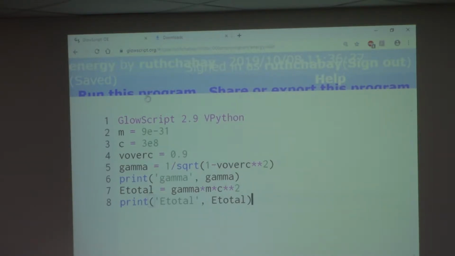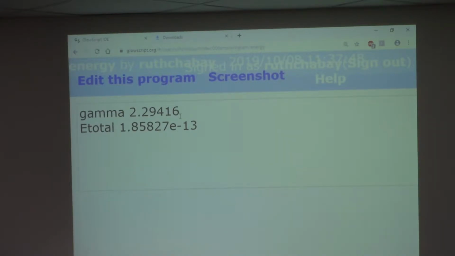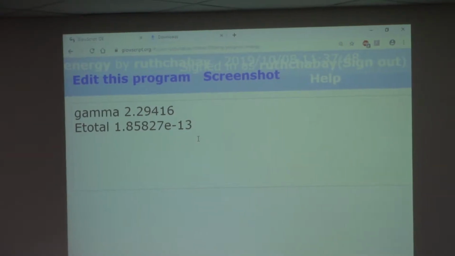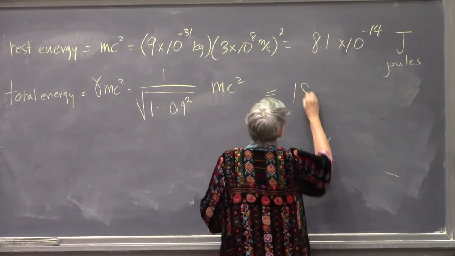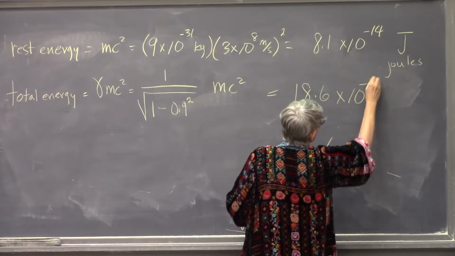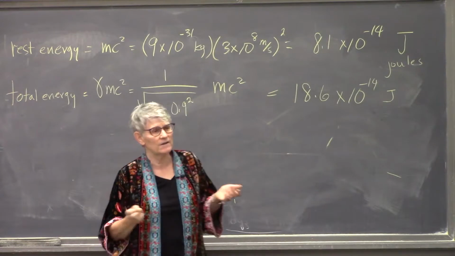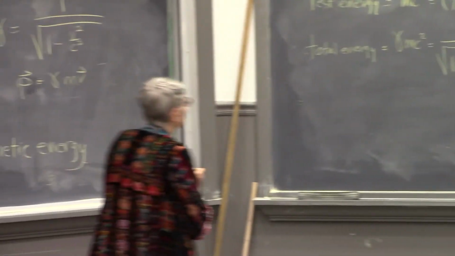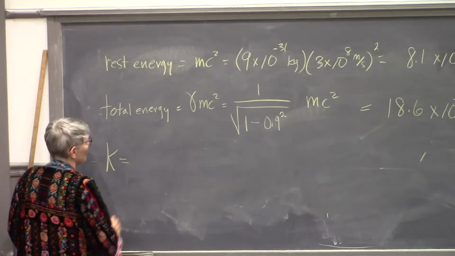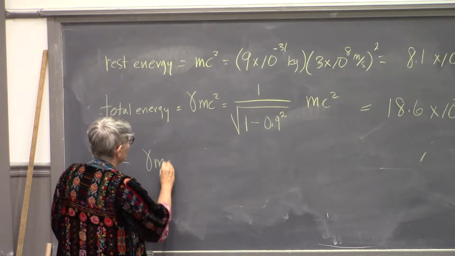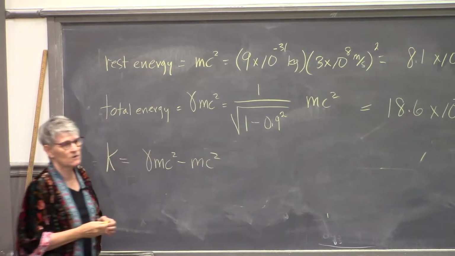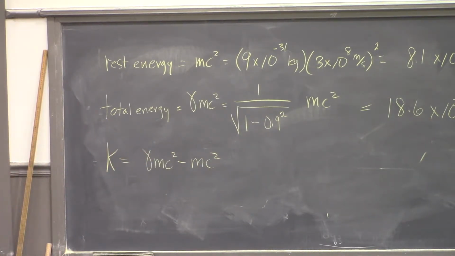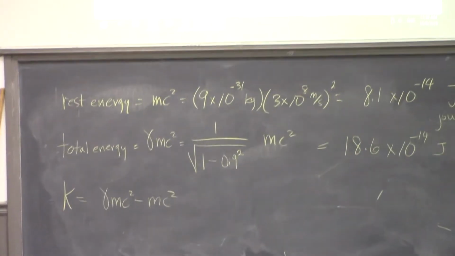Okay. So we run it and we get, so gamma's big. And the total is, here let's write it as 18.6 times 10 to the minus 14 joules. So it's a lot. Yeah, it's a lot bigger. So how would we get the kinetic energy? It's going to be gamma mc squared minus mc squared, right? So let's calculate that.